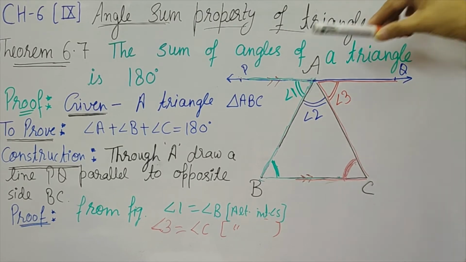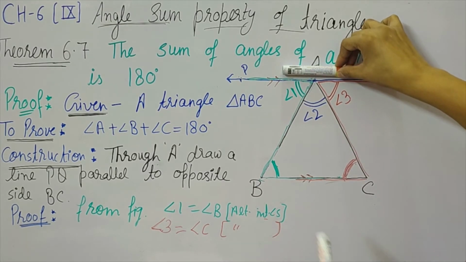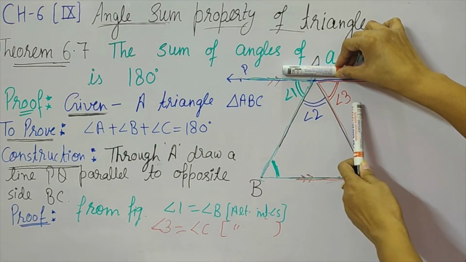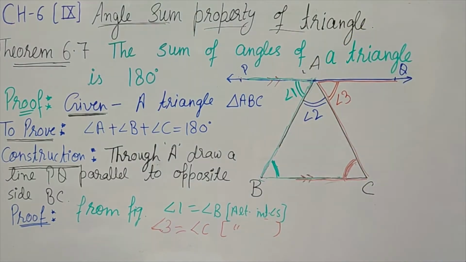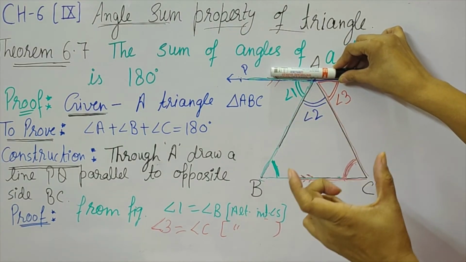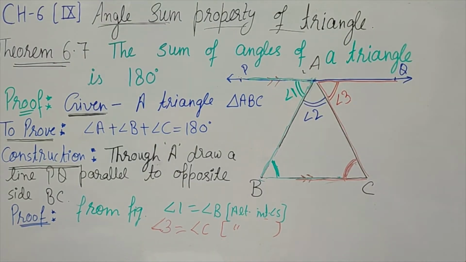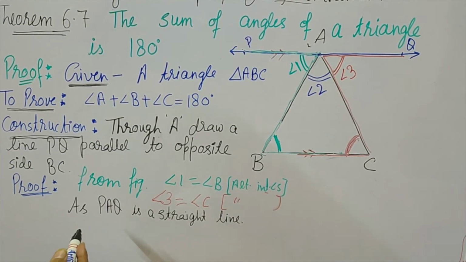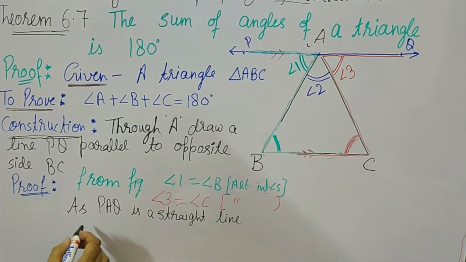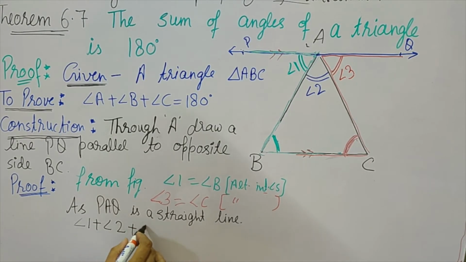Okay. Now as you have drawn PQ as a straight line, what can you conclude for these three angles, angle 1, angle 2, angle 3? These three angles are on a straight line. So the sum of these three angles must be 180 degrees, because a complete straight angle is 180 degrees. So as PAQ is a straight line, we can conclude that the sum of angle 1, angle 2 and angle 3 must be 180 degrees.